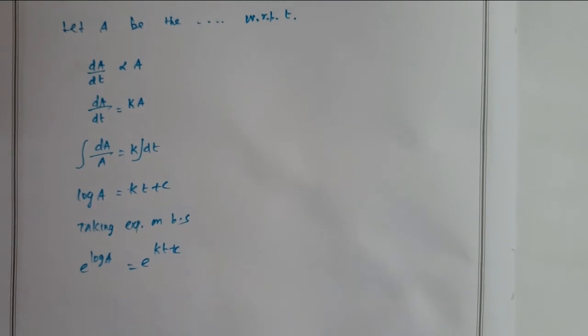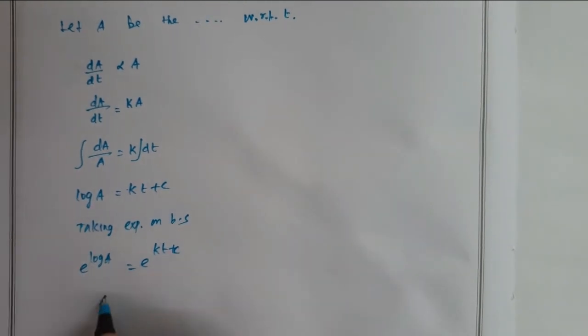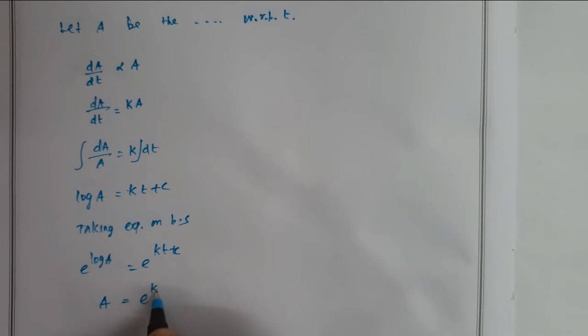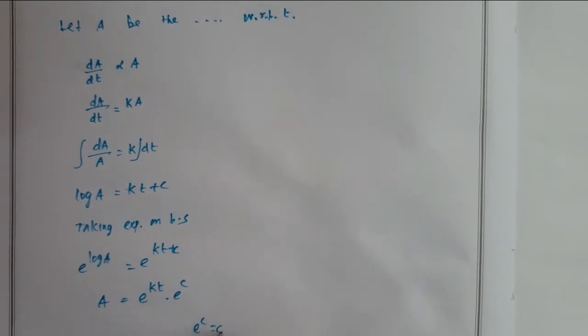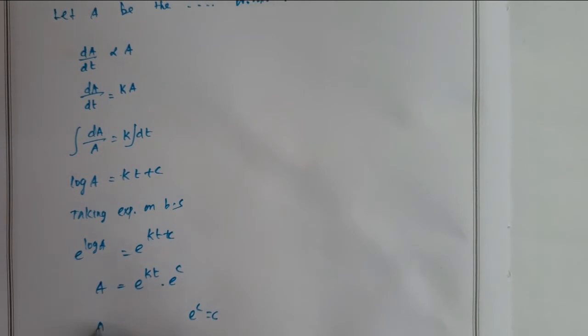By removing the exponential and log, we get A equal to e power kt into e power c, where e power c is equal to a constant. Therefore, A is equal to c e power kt.